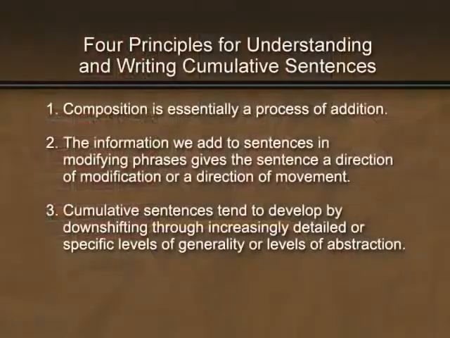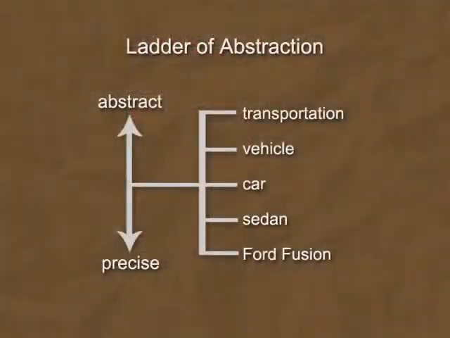The third principle is that cumulative sentences tend to develop by downshifting through increasingly detailed or specific levels of generality or levels of abstraction. Several lectures ago, I noted that every word in a sentence is chosen from an imaginary vertical or paradigmatic axis along which each word is more precise than a number of alternate choices above it on the ladder of abstraction and less precise than choices below it. Cumulative sentences tend to extend this principle to the entire sentence, usually modifying the base clause with a phrase that gives it more precision, and then frequently downshifting once again to a second level modifying phrase that adds precision to the first one.